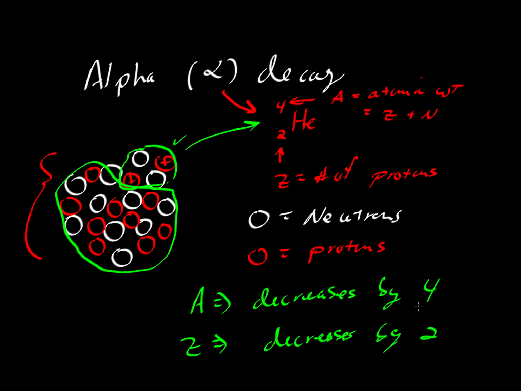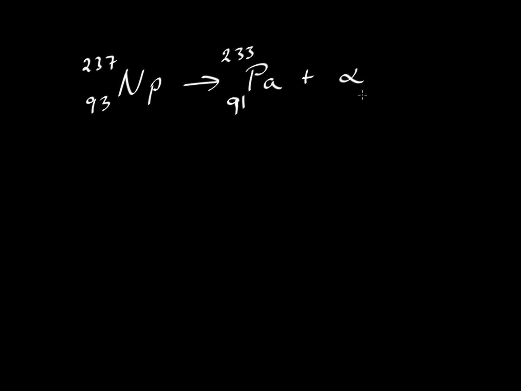So let's give a couple of examples of this. We'll erase the chalkboard here. So let's say we have something like Neptunium, Np, and it has an atomic mass of 237, and it has 93 protons in its nucleus. It can decay into protactinium, written as Pa, with 91 protons in its nucleus, and then 233 as a total atomic weight. And then what would be ejected here would be an alpha particle, and we'd write it like this. So we have this fellow decreasing by 4, and then this is decreased by 2.